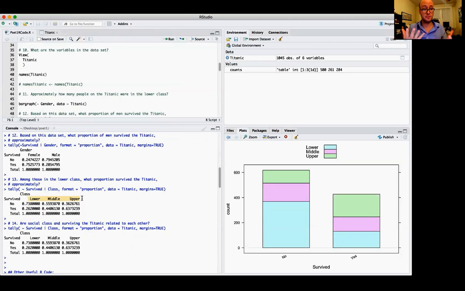And the way I remember it is: contingent on what? Contingent on being male, what is the proportion of survivorship? Here the decimal places are getting in the way, but you'll see that for men, surviving is 0.21. That means 21% of men on the Titanic survived. And then for females, survivorship is 0.75. So that means 75% of female passengers on the Titanic survived. Okay.